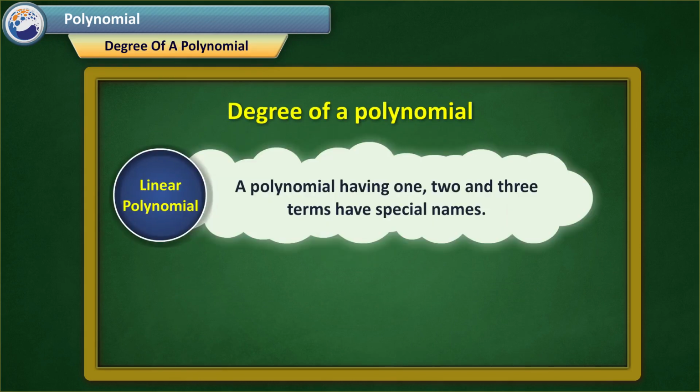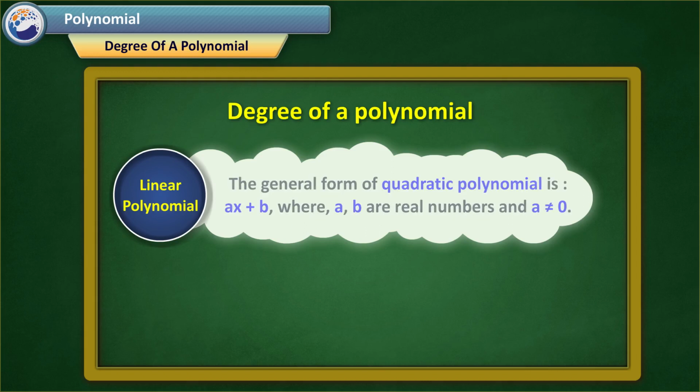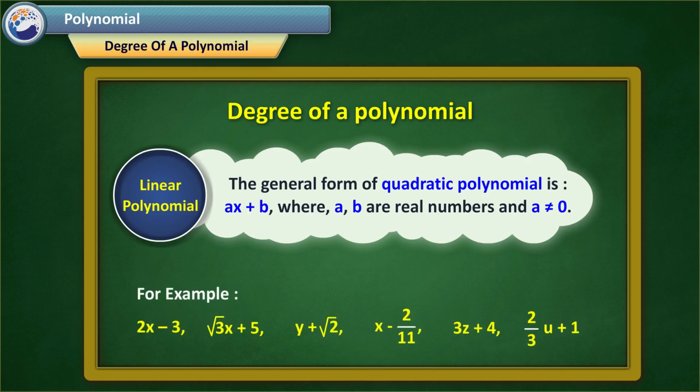Degree of a polynomial. Linear polynomial. A polynomial of degree 1 is called a linear polynomial. The general form of a linear polynomial is ax plus b, where a and b are real numbers and a is not equal to 0. For example, 2x minus 3, root 3 x plus 5, y plus root 2, x minus 2 by 11, 3z plus 4, 2 by 3 u plus 1, etc.